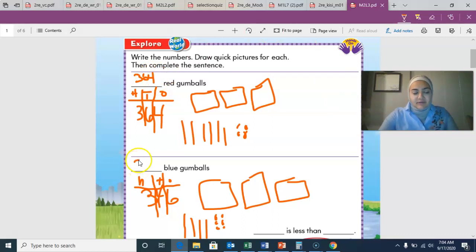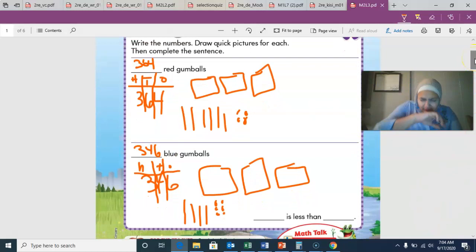There are 346 blue gumballs. The question is, blank is less than blank. So, what number is smaller or less than, 364 or 346? Well, let's look in each place value to find that out. In the hundreds place, there's 3, so that's the same. My next step is to look in the tens place. Which number in the tens place is smaller, 6 or 4? 4 is smaller than 6.